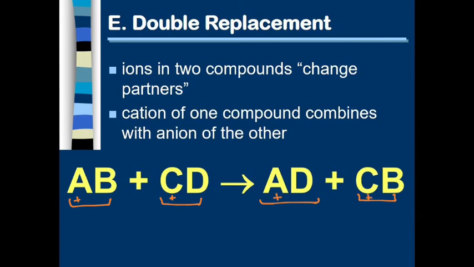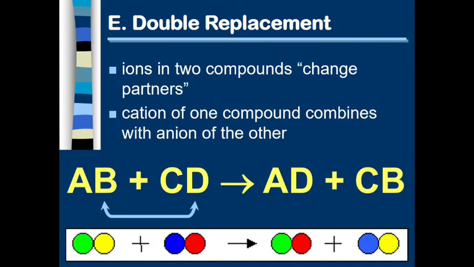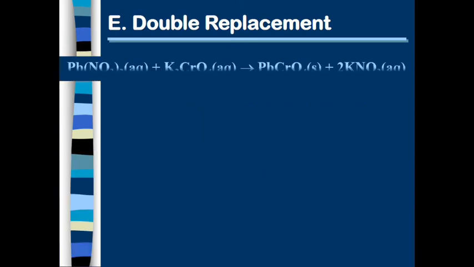So your cations are going to swap partners. So A and C are going to swap partners. That's what you have over here. Or B and D swap partners. It doesn't matter which way you look at it, you will get the same 2 products. And again, those 2 products at the end can be written in either order, but cations first, anions second.